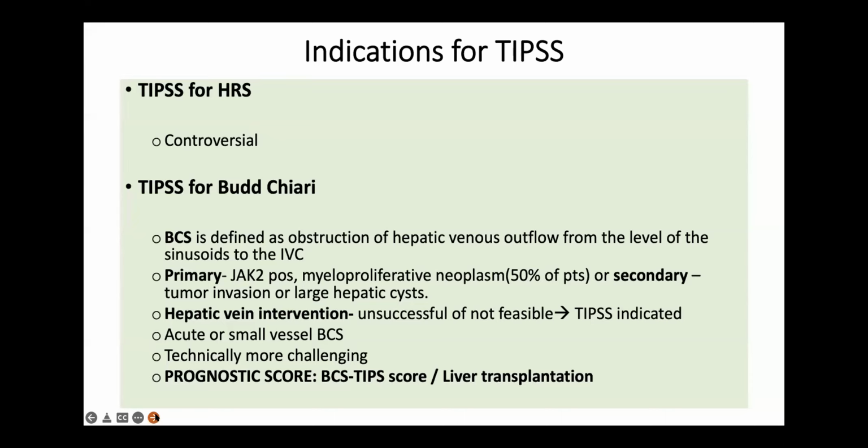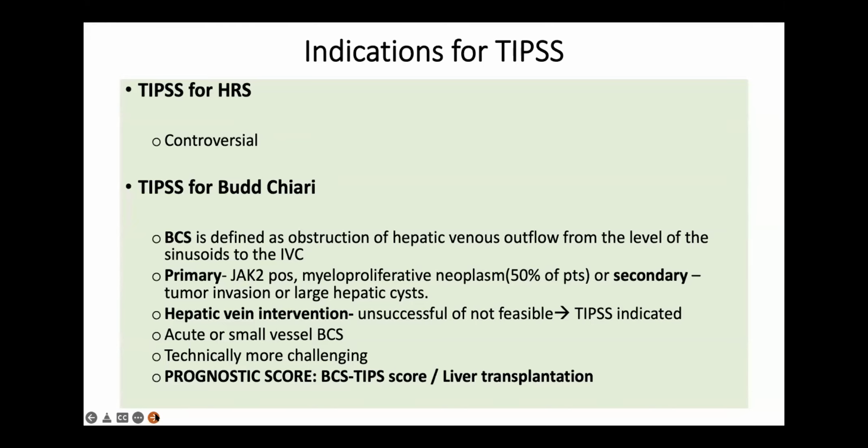Primary or secondary. So your primary, you have a JAK2 positive patient. Most of these, 50% of these patients may have JAK2 positive or myeloproliferative neoplasm. And then secondary, you need to look for your tumor, and these two examples, or a large hepatic cyst, but obviously the list is very extensive.